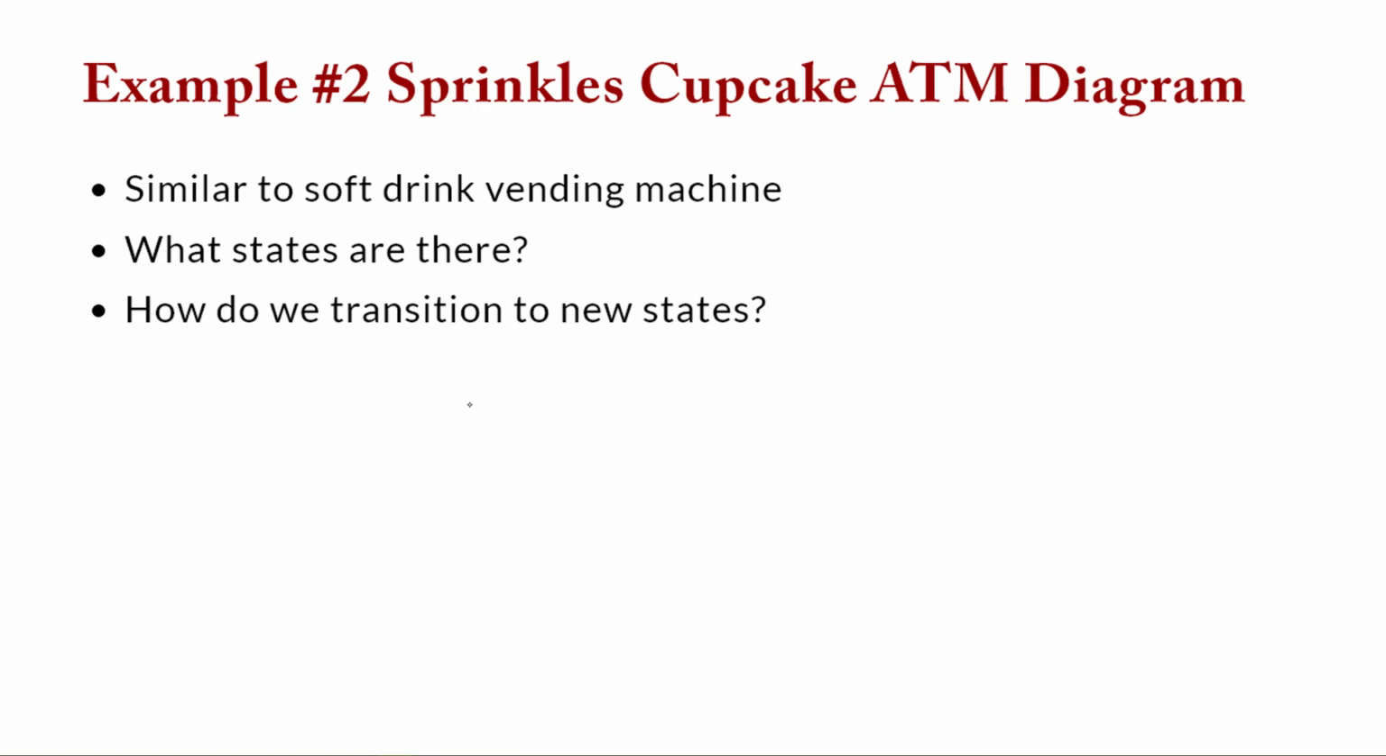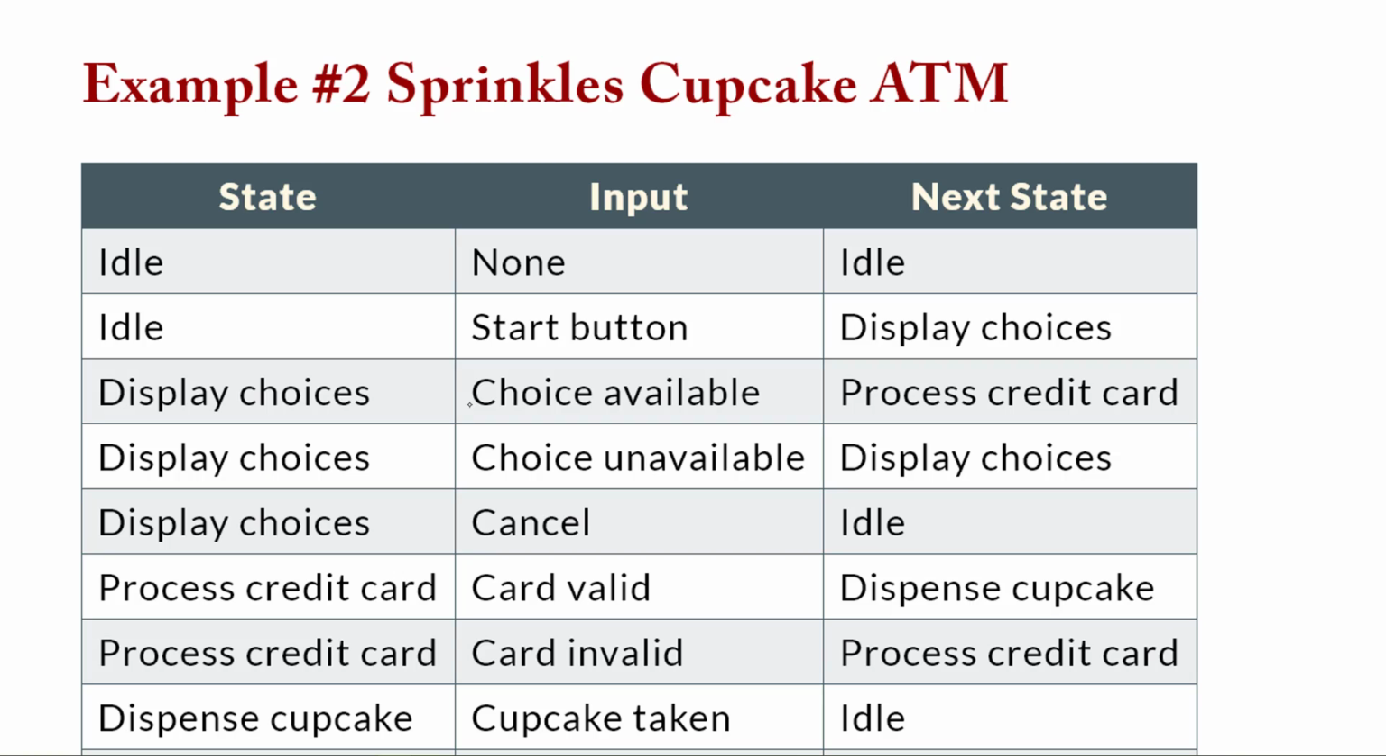Okay, so these are just some examples I came up with, but let's look at this. Imagine that the machine is just sitting there. It's idling. It's in the idle state. Now, there is no input. No one pushes any button, so it stays in the idle state, right?